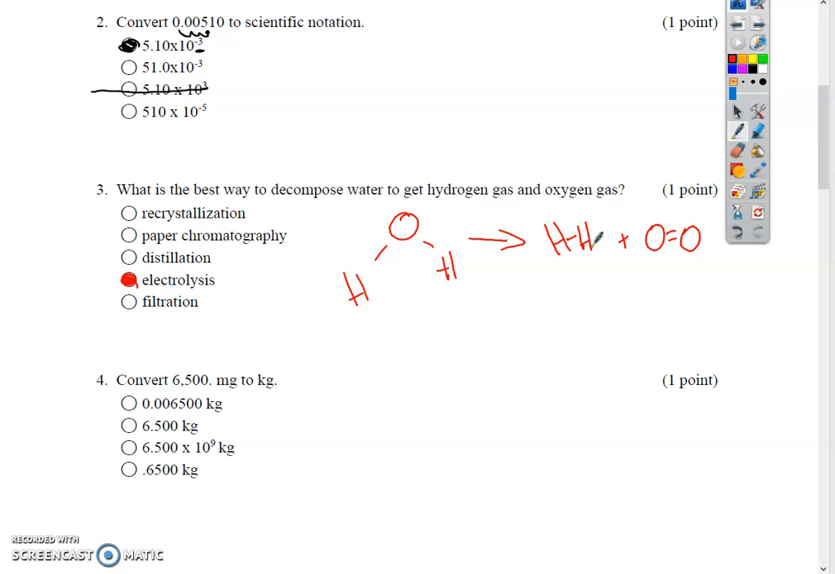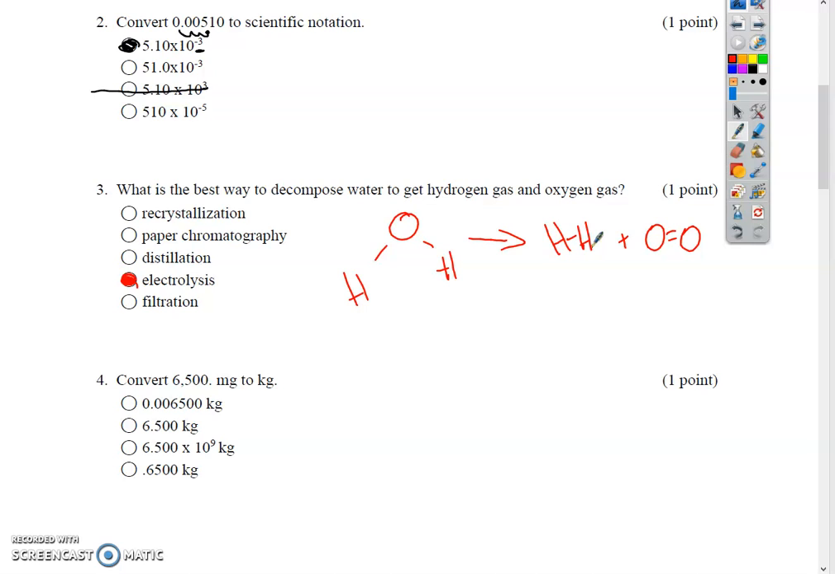Now these other options here, recrystallization. An example of that would be if you have a solid dissolved in some sort of solvent. So say you have salt or sugar dissolved in water and you want that salt or sugar back, you could just boil off the water or let the water evaporate and the solid will recrystallize.